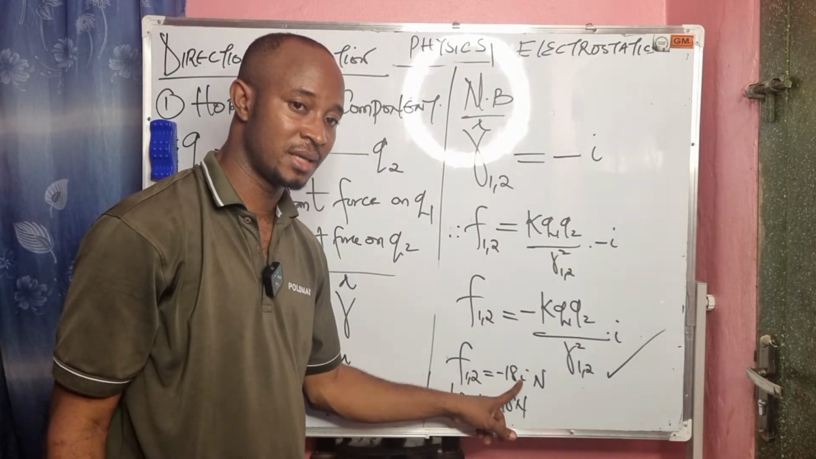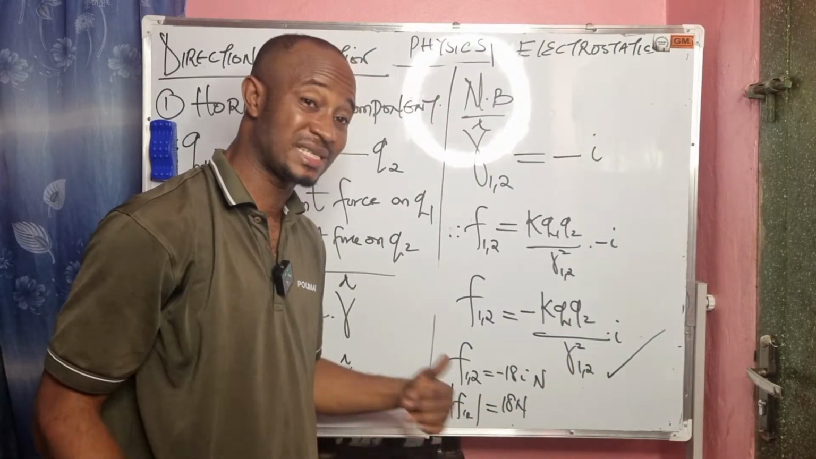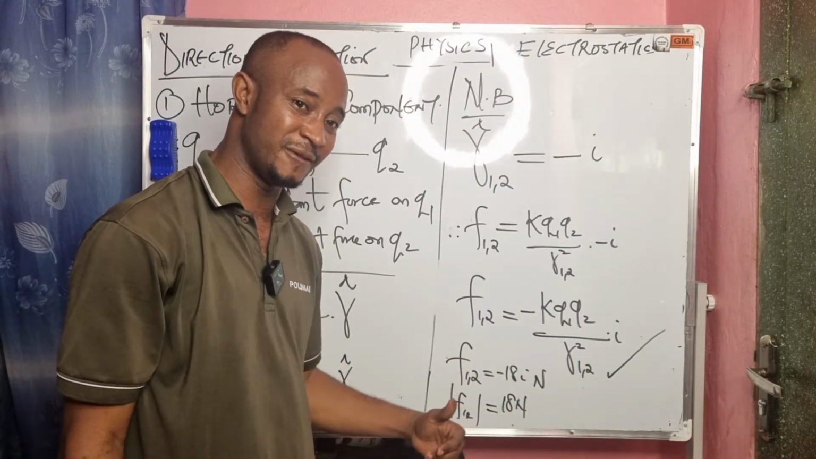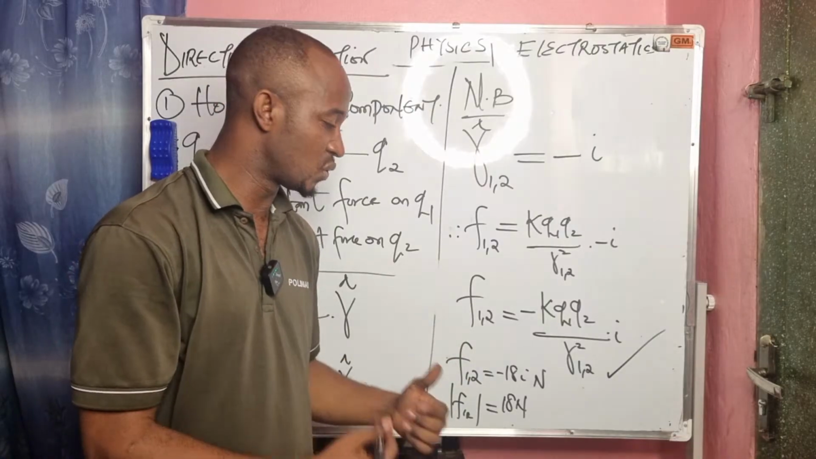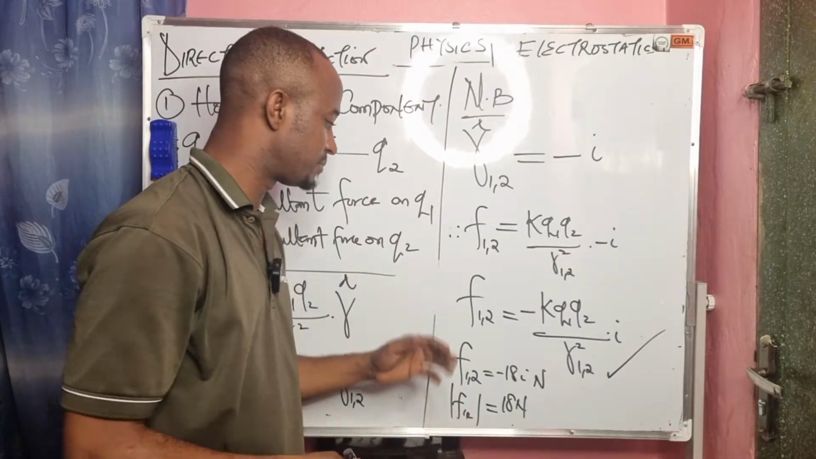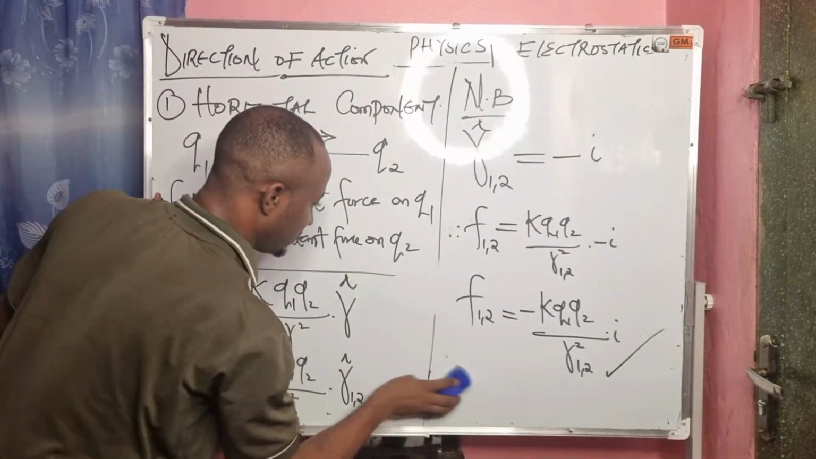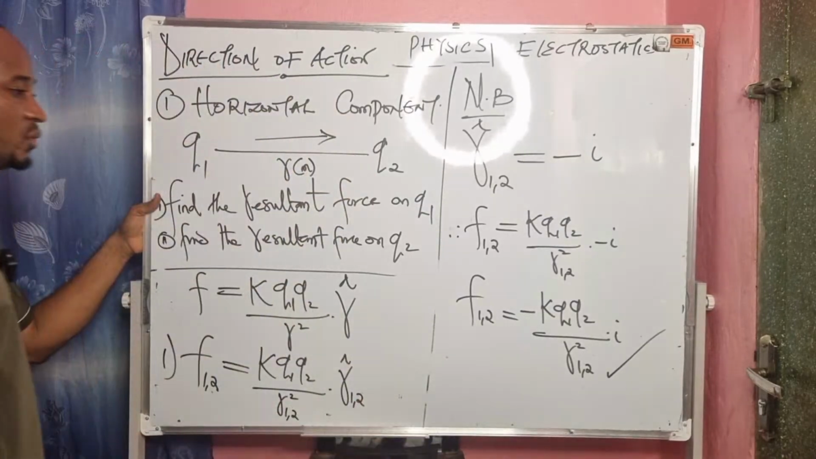Minus I means towards the negative x-axis. So that means the size of this force becomes 18, and the direction becomes towards the negative x-axis. Do you get the concept now? I'm just giving an illustration, so I will solve a good example with this.